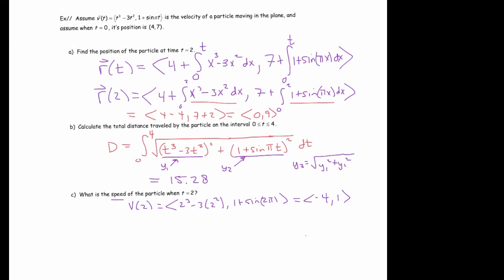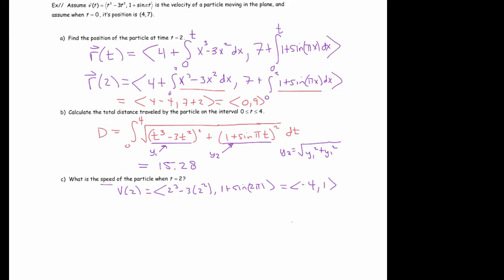And so my speed is just going to be the magnitude of my velocity vector, which is the square root of negative 4 squared plus 1 squared, which is the square root of 17. And so now I know how fast it's going right at that instant. All right, so here we have the position of the particle as a function and then at a particular point. We've got the total distance traveled with the help of our calculator, and then we know the speed of the particle at any given time.